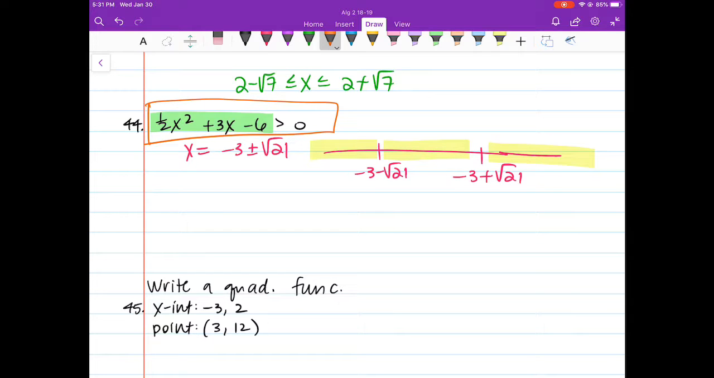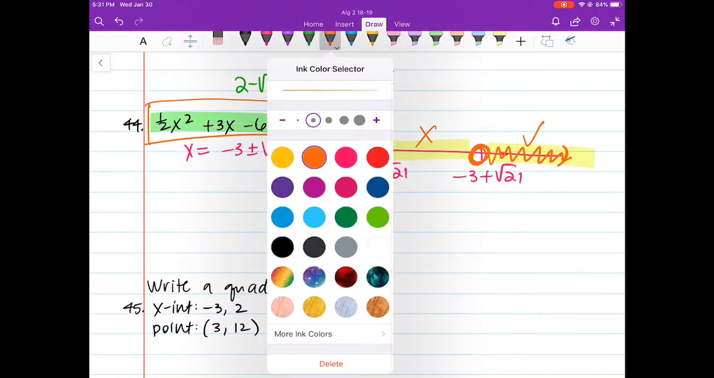Now, when you pick a value in the middle interval, you're going to find that it doesn't work. But when you pick values to the left of negative 3 minus radical 21 and to the right of negative 3 plus radical 21, you're going to find that they both work. So those are both true, and we have strictly greater than, so that means I have open dots, and then I want to shade where it's true, so that means I want to shade the outsides of my inequality.